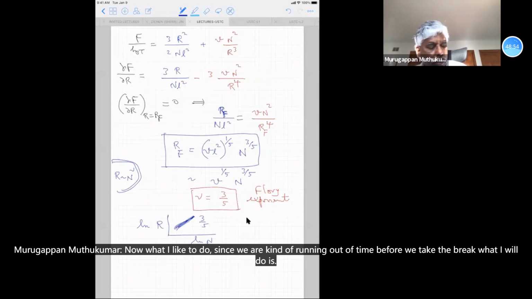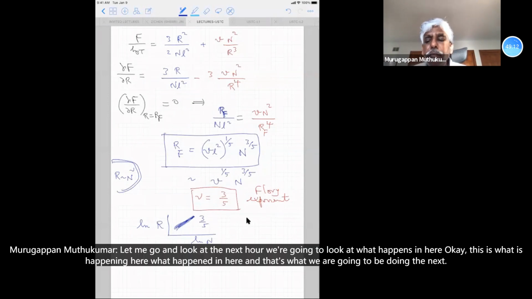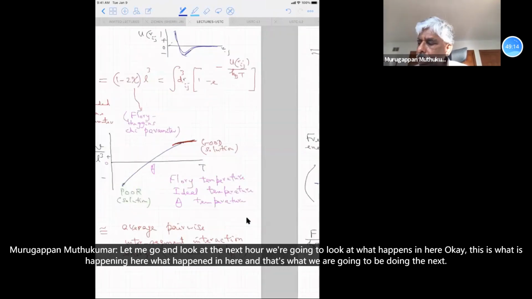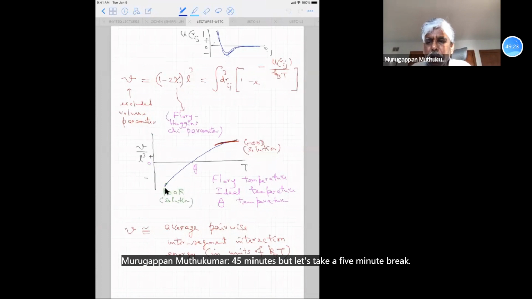Now, since we are running out of time before we take the break, what I will do is replot this result in a different way. I will also show you external data to compare with. Then we go and look at the next hour. We're going to look at what happens in here. That's what we are going to be doing in the next 45 minutes. Let's take a 5 minutes break.